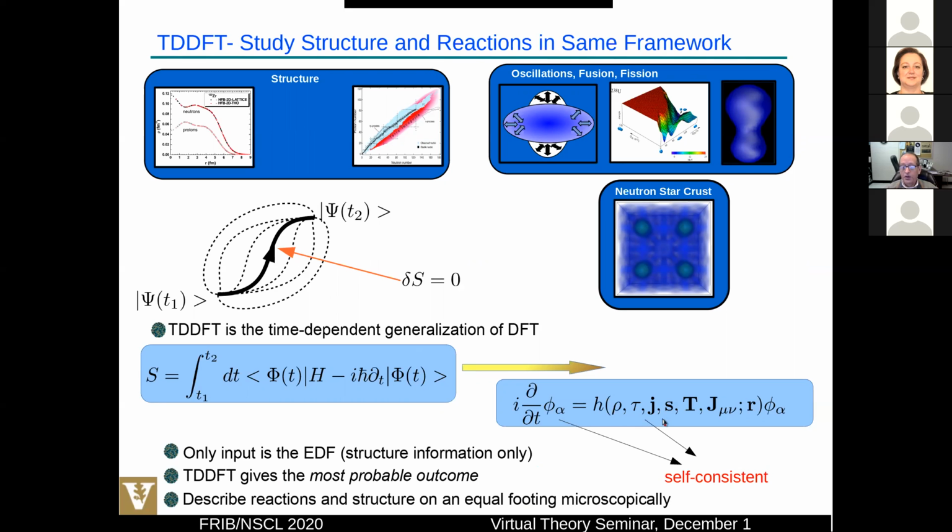There are a couple sets of equations, including this single particle Hamiltonian. So this corresponds to the most probable path between going from t1 to t2. And the important thing is that the only input into these calculations is the energy density functional, which is fitted using the structure information only. So the dynamics does not contain any free parameters to adjust. These interactions, density functionals, are not adjusted to the collision phenomena.